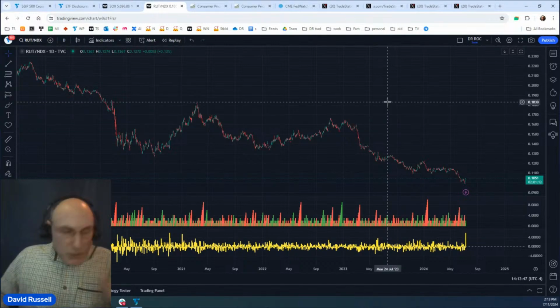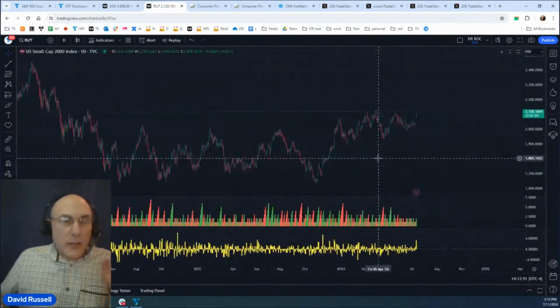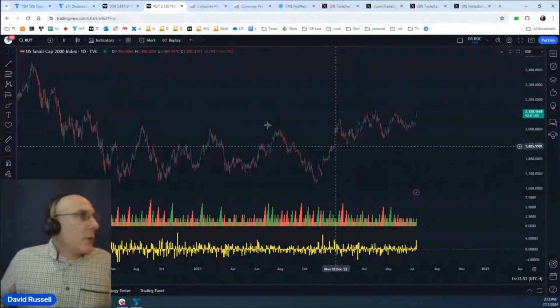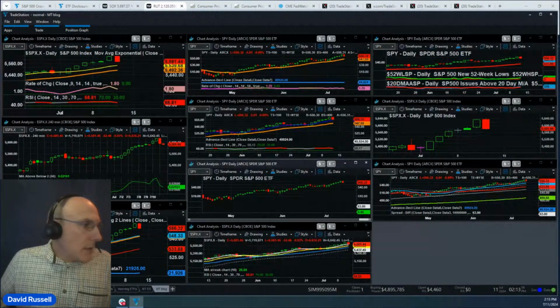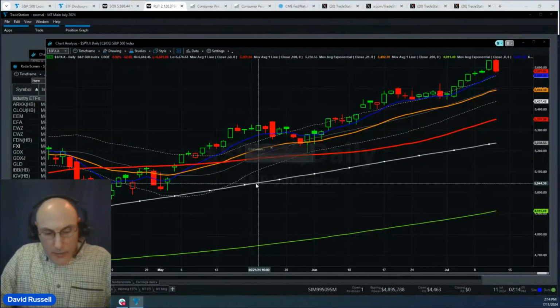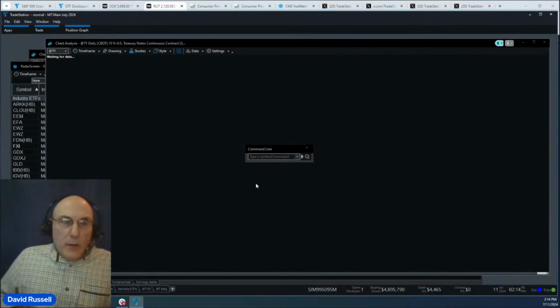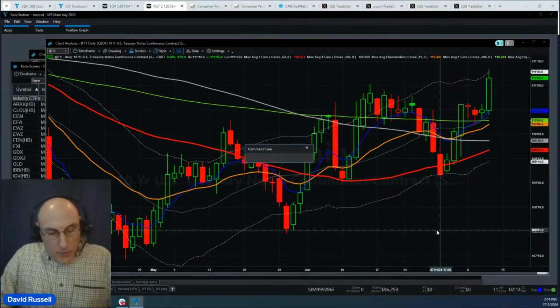So let's just look at a daily chart of RUT. This is on TradingView. If you want to look on TradeStation, you can look at the RTY, which is the continuous contract for the Russell. Oh, that's the wrong one.